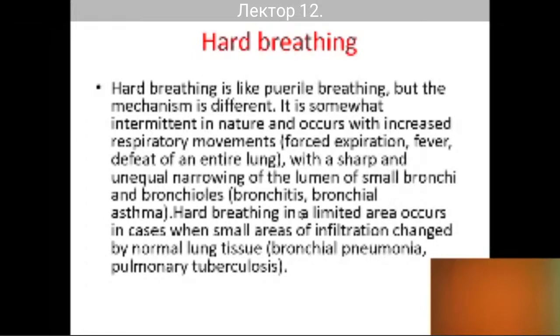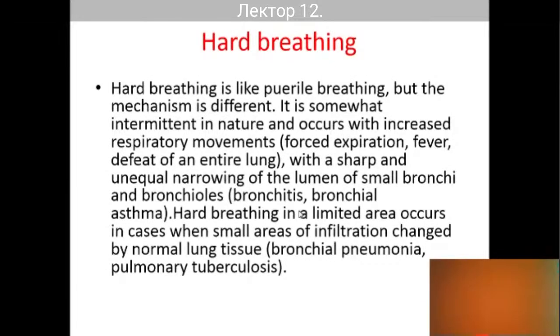Hard breathing is like puerile breathing, but the mechanism is different. It is somewhat intermittent in nature and occurs with increased respiratory movements, forced expiration, fever, defeat of the entire lung.